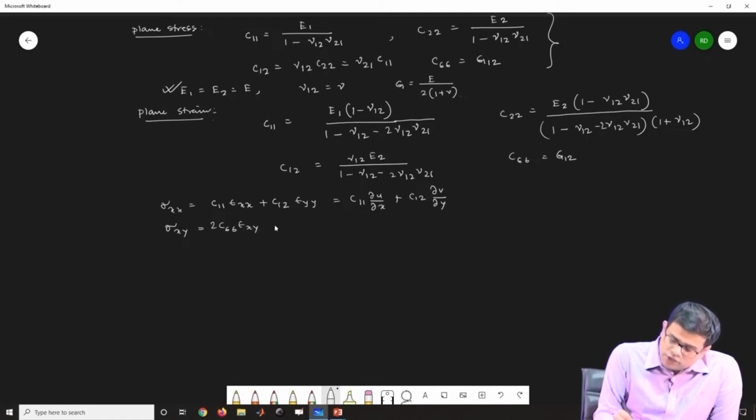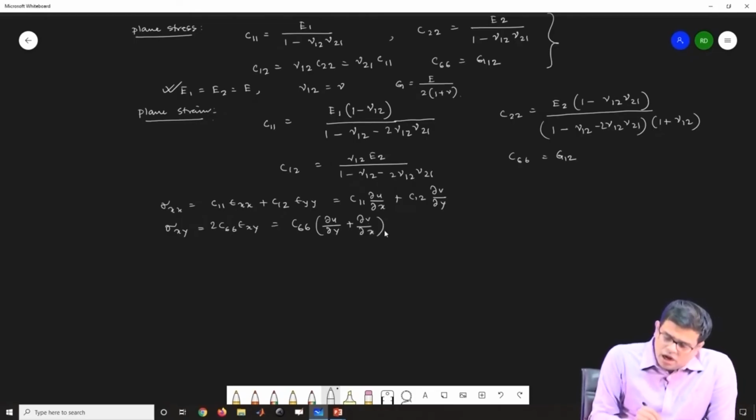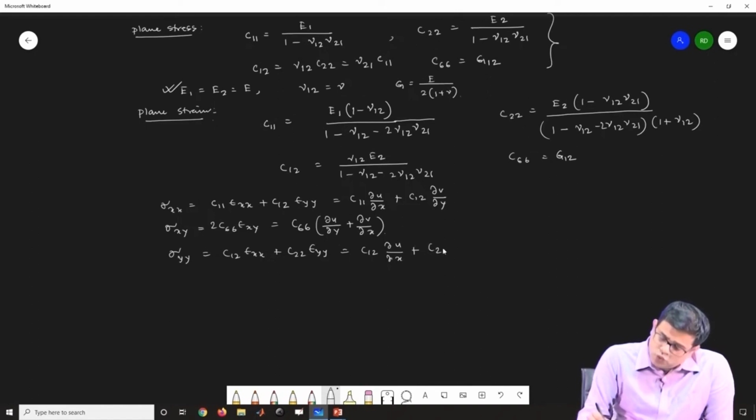So epsilon xy we know, so C2 will cancel, so that is equal to del u del y plus del v del x. So that is my sigma xx, and sigma yy similarly C12 epsilon xx plus C22 epsilon yy, that is equal to C12 del u del x plus C22 del v del y.